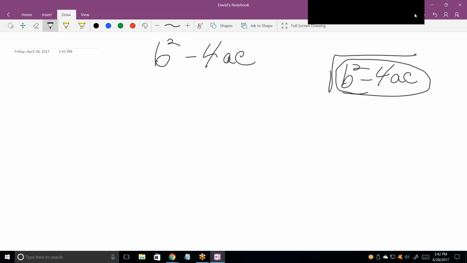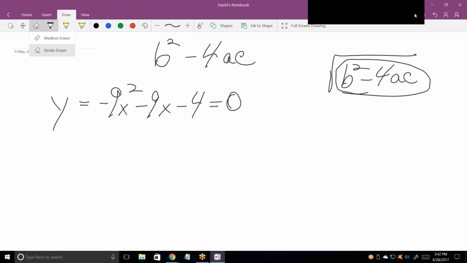So what's the function? That previous one? No. Okay. So it's negative 9x squared minus 9x minus 4 equals 0.